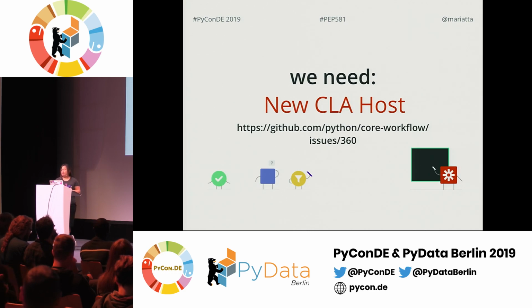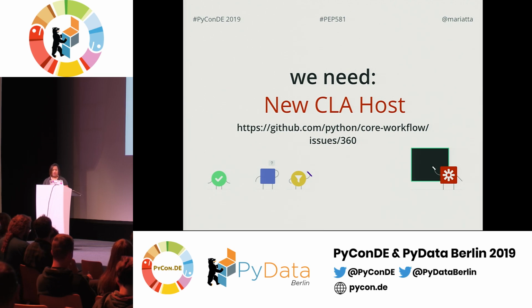I've been talking about BPO as the issue tracker, but it's actually not just an issue tracker. It is also our CLA host, the Contributor License Agreement. So it holds the database of records of who has signed the CLA. This is something we need if you're contributing to CPython. So if we're not going to use BPO, we need something else. We've been looking into an alternative solution in the last year.